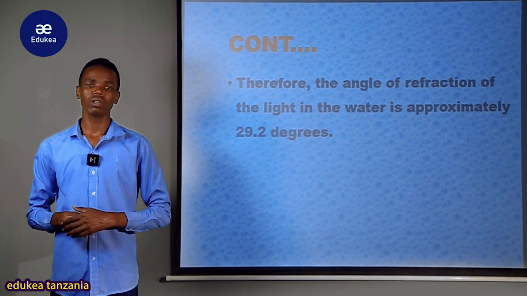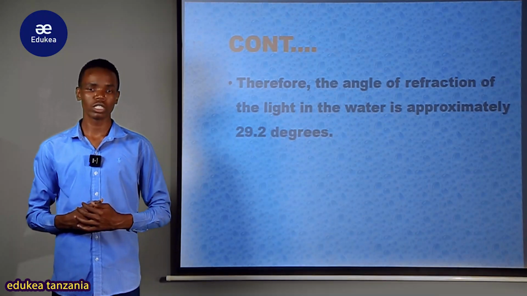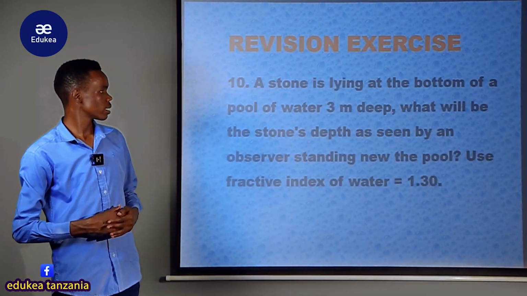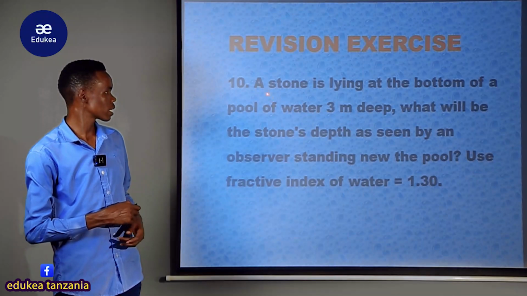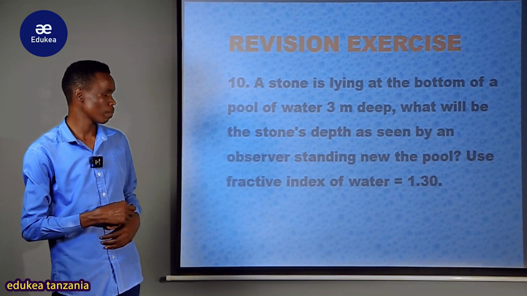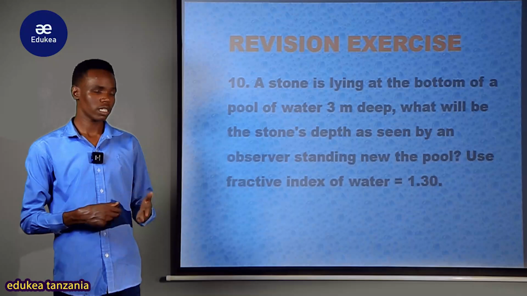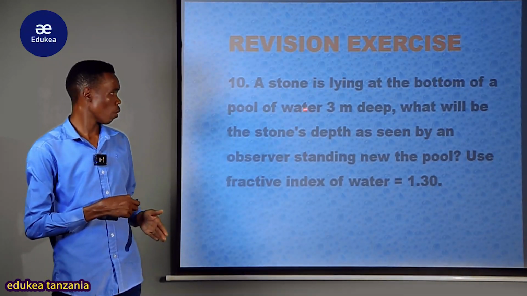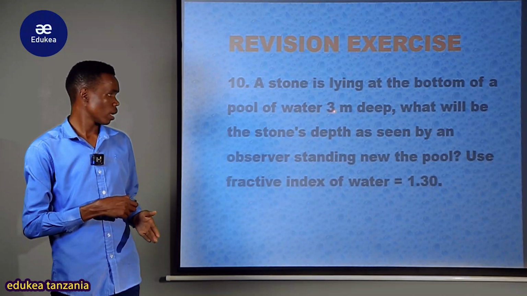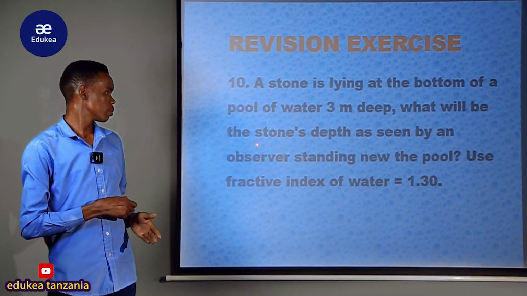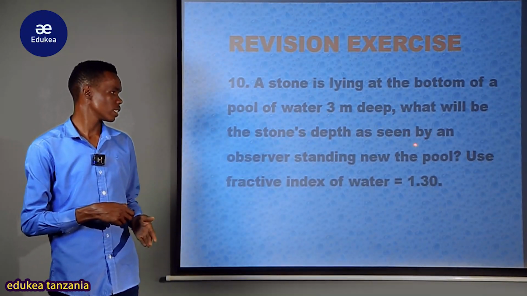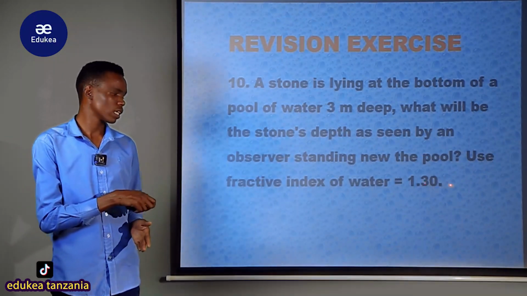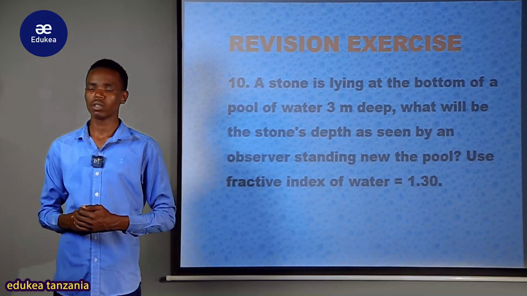Now let us see another question, which is question number 10. My dear student, as you see in our revision exercise, question number 10 says that a stone is lying at the bottom of a pool of water 3 meters deep. What will be the stone's depth as seen by an observer standing near the pool? Use the refractive index of water equals 1.3.